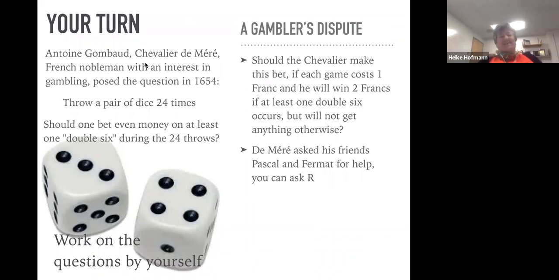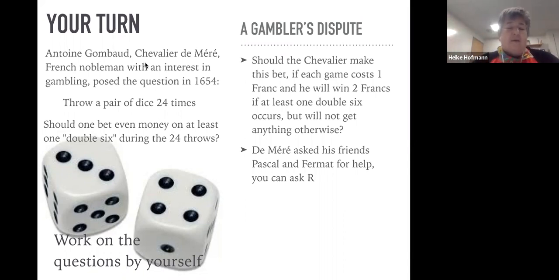All right, your turn. A gambler's dispute. So we're going back to 1654, a little bit of time travel. The Chevalier de Mere was a really, really interesting guy. A French nobleman, also really interested in gambling and gaming, and he also ran a casino on the side, and a priest helped him run this.